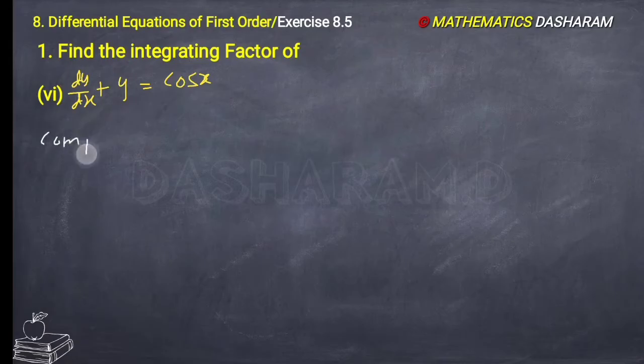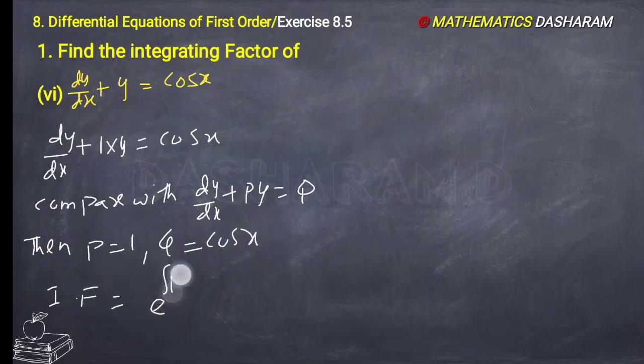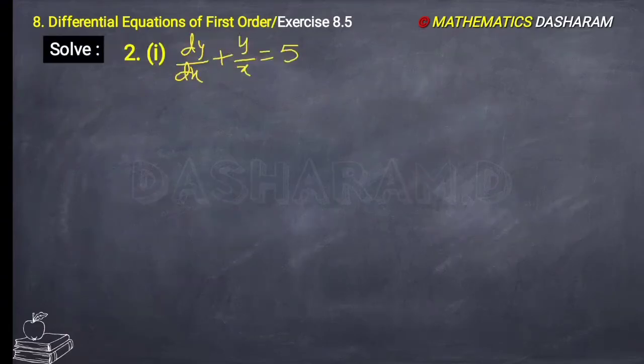Sixth question, dy/dx + y = cos x. Here y can be written as 1 times y, so dy/dx + 1 times y = cos x. Now compare with the standard form. Then the P value is 1 and the Q value is cos x. So the integrating factor equals e to the power of integration P dx, which equals e to the power of integration 1 dx. So e to the power of x is the answer.